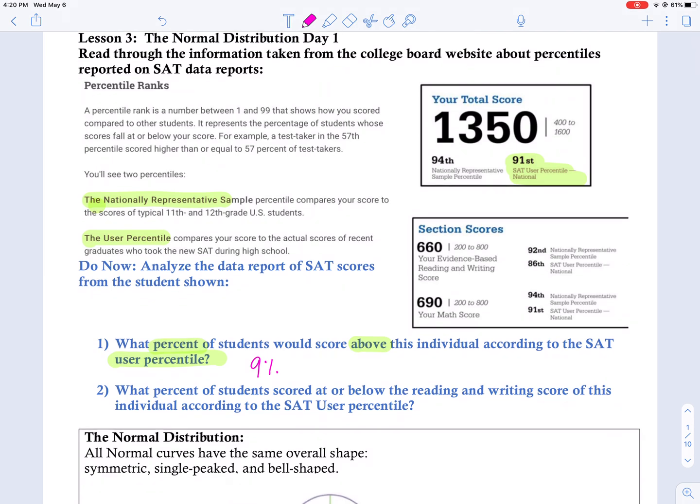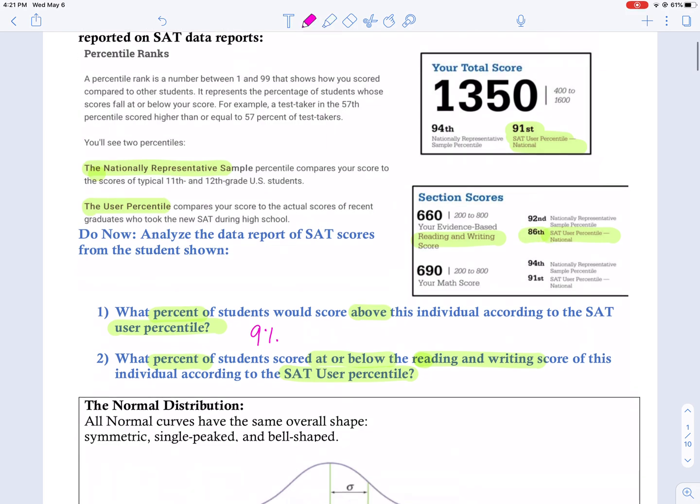What percent of students scored at or below? Okay, totally different question. So now it's pretty much going to be the percentage that you're seeing of the reading and writing scores of this individual for the SAT user percentile. So here's your reading and writing, and the SAT user percentile. If it says at or below, it's that number, which is the 86th percentile.